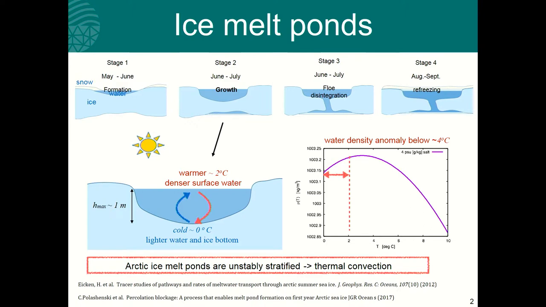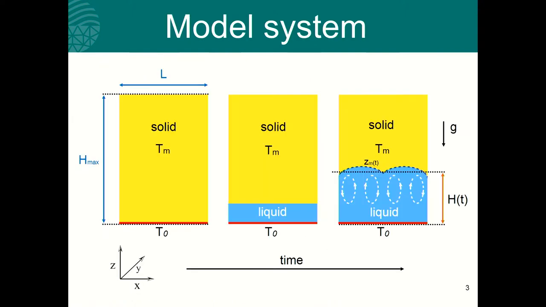The governing factors of these ponds are cold water at the bottom due to being in touch with ice, warmer water at the surface because of warm air, warmer environment, and solar radiation, and the fact that the density profile of water is inverted between 0 and 4 degrees. So these ponds are prone to have convection. We created a model to analyze this system.